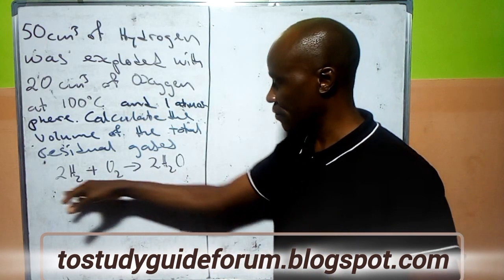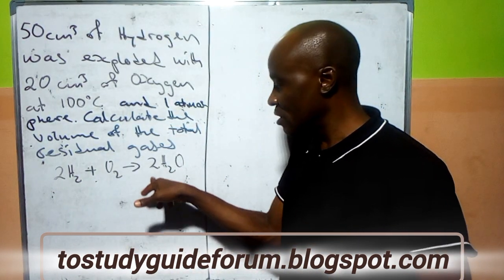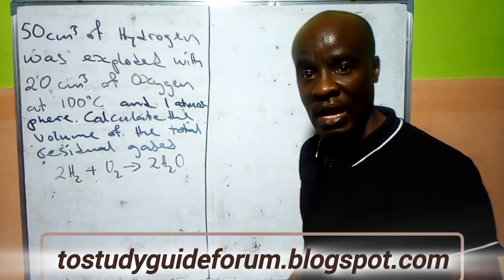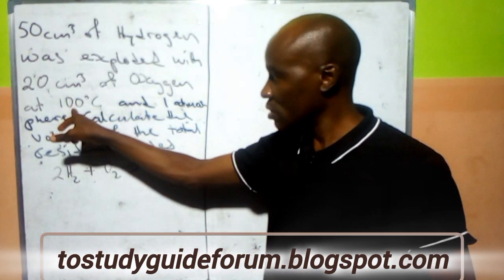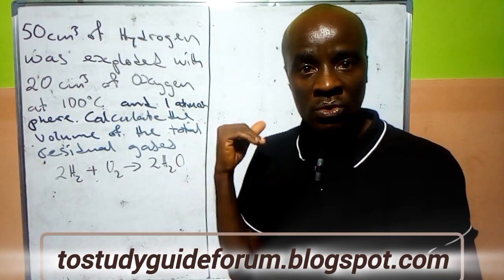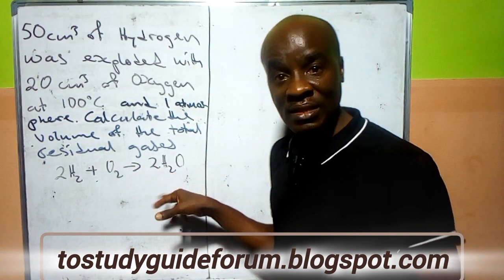Now, why is the product involved? Because from the balanced equation, we have this as gas. The water here is gas, because at 100 degrees Celsius and 1 atmosphere, water exists as gas. That is why we consider it as gas.